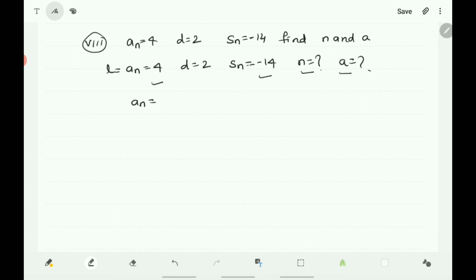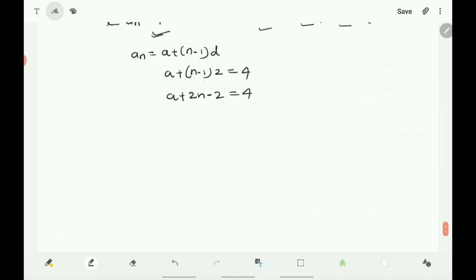An is equals to a plus n minus 1 into d, that is a is not known, plus n minus 1 into 2, d is 2 here, that is equals to 4. A plus, multiply this n by 2, that is 2n minus 1 into 2 minus 2 is equals to 4. So a plus 2n is equals to 4 plus 2. A plus 2n is equals to 6, and you put a is equals to 6 minus 2n. You got one relation, take it as first.